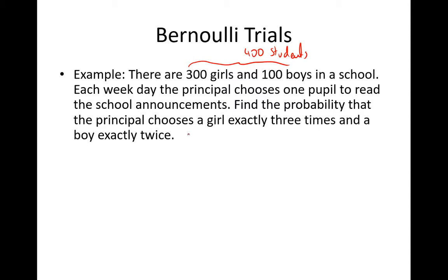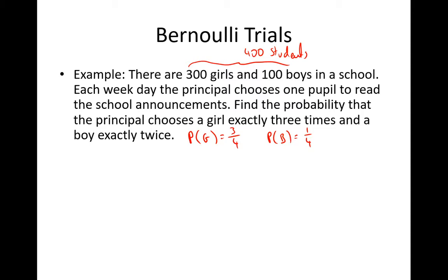So the first thing we've got to do is to work out the probability of a girl and work out the probability of a boy being chosen. The probability of a girl being chosen is 300 over 400, which is 3/4. And the probability of a boy being chosen is 100 out of 400, which is 1/4. Now, what does she want to select? The principal chooses a girl exactly 3 times and a boy exactly twice.